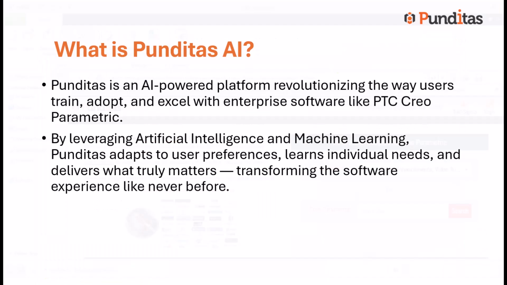Punditas is an AI-powered platform revolutionizing the way users train, adopt, and excel with enterprise software like PTC Creo Parametric. By leveraging artificial intelligence and machine learning, Punditas adapts to user preferences, learns individual needs, and delivers what truly matters, transforming the software experience like never before.